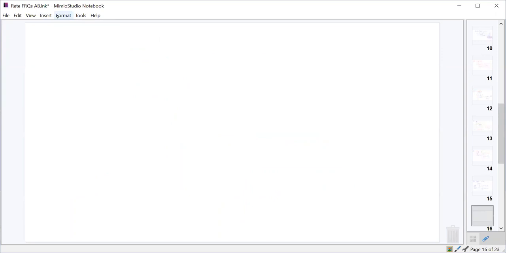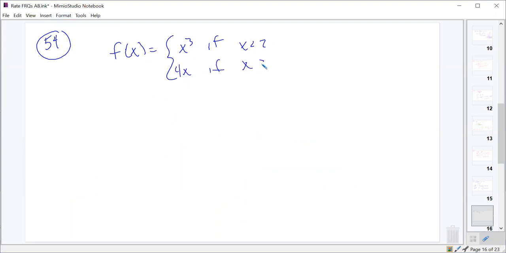All right, 54 is the next one we're talking about here. It says the average value of f of x, where f of x is equal to x cubed if x is less than 2, and 4x if x is greater than or equal to 2, on the interval 0 to 5. And we want to find the average value.